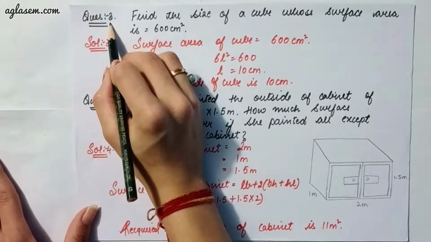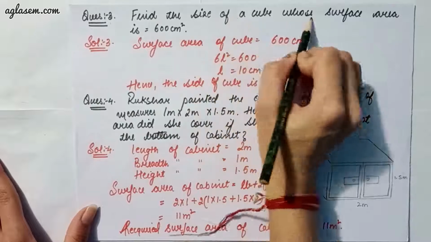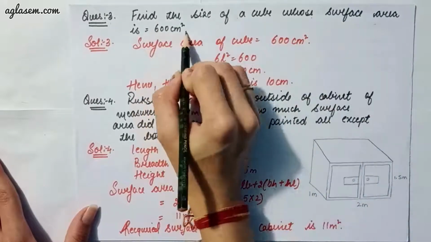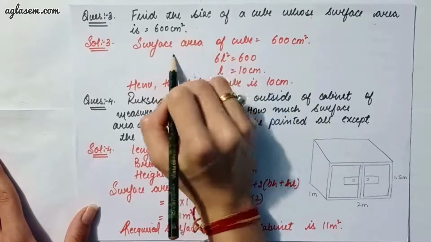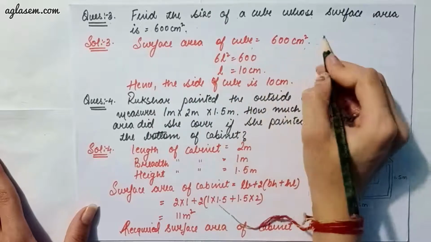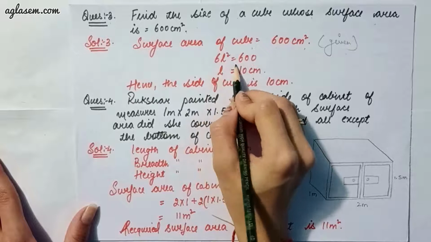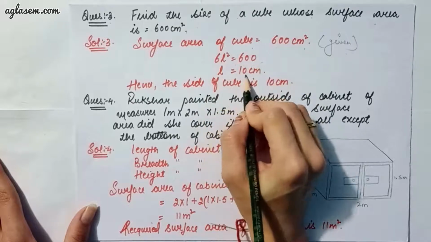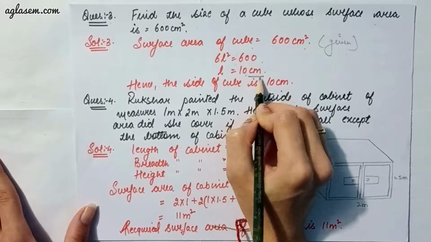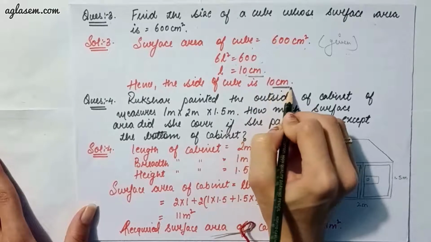Moving to our question number 3, which says find the size of the cube whose surface area is 600 centimeter square. So the surface area of the cube is 600 centimeter square, which is given to us. So 6L square equals 600. So length is equal to 10 centimeter. So the side of the cube is 10 centimeter.